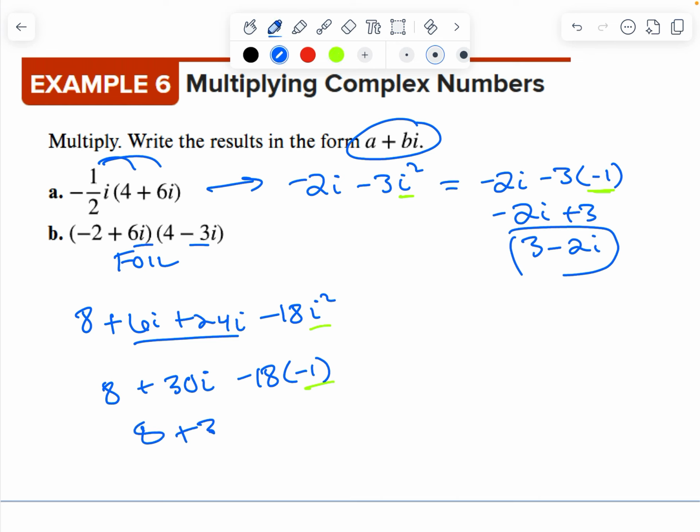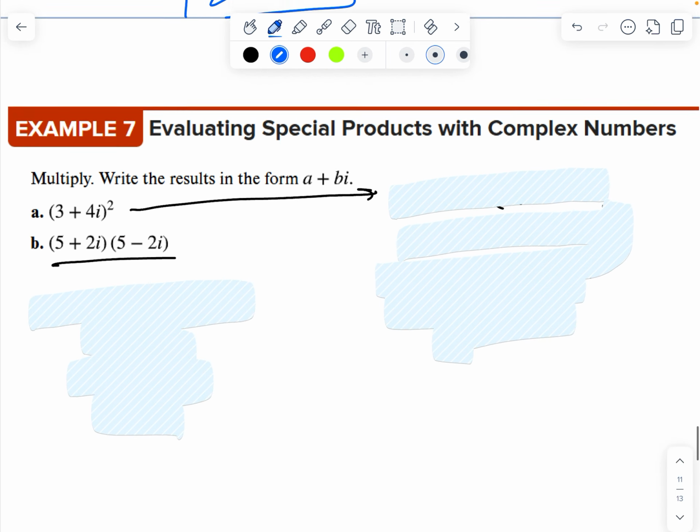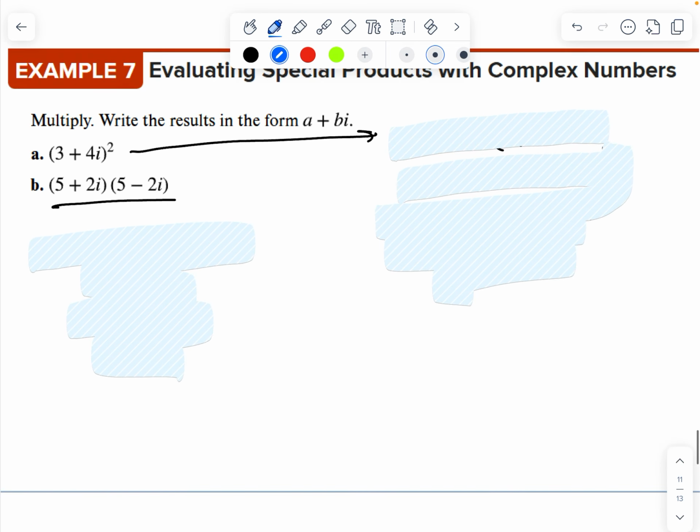8 plus 30i plus 18. The 8 and the 18 can combine to make 26 plus 30i, which is our final answer. You never want an i squared in your final answer. You never want a negative under a square root in your final answer. Here's another example of this.